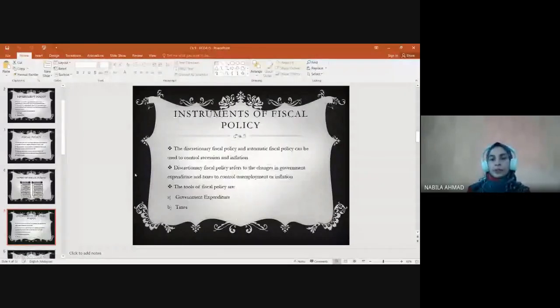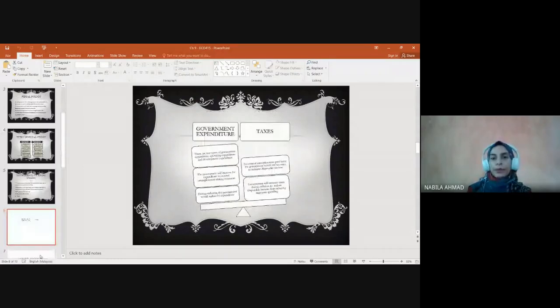Right. So sekali lagi, the tools of fiscal policy, government dengan government spending atau expenditure dan tax. Okay, right. So government expenditure ni apa? Kita nak tengok tadi kita dah tengok secara general lah kan. So kita nak tengok what is government expenditure. There are two types of government expenditure, operating expenditure and development expenditure. Okay, so the government will increase its expenditure to control unemployment during recession, and during inflation, government will reduce the expenditure.